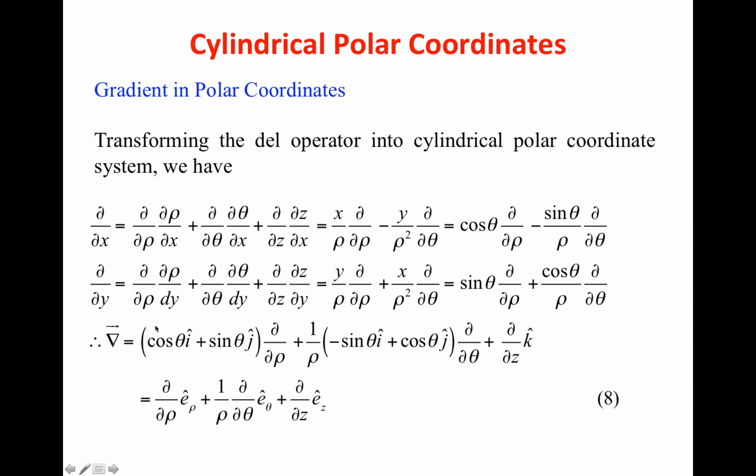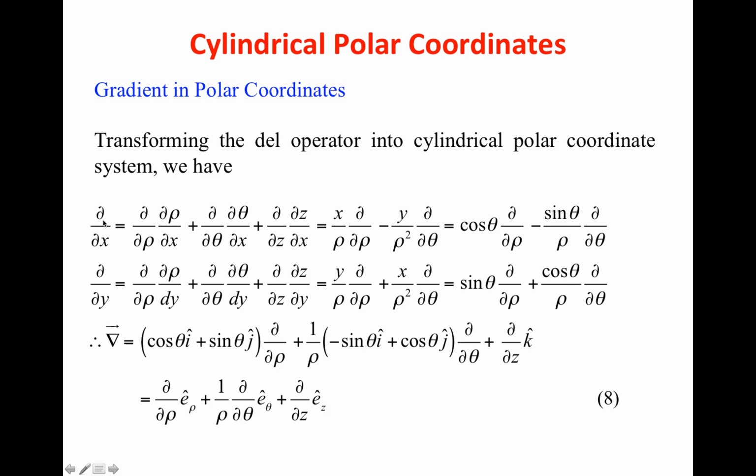So before we write down the gradient in the polar coordinates, we would like to first see how the del operator is transformed into the cylindrical polar coordinate system. Again, recall that you are changing the coordinate system over here.